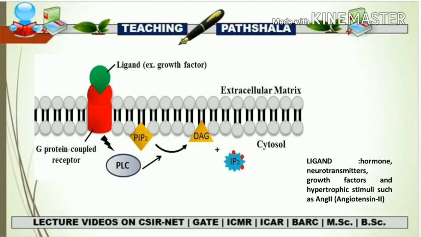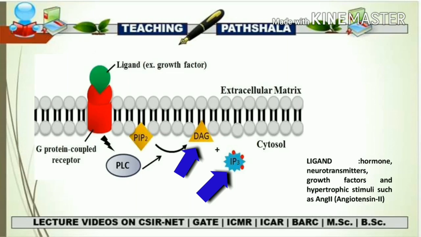The next factor is the PIP2. The full form of PIP2 is phosphatidyl inositol diphosphate, or you can say phosphatidyl inositol biphosphate. This PIP2 is a type of phospholipid that is present in the plasma membrane. The next term is the IP3 and DAG.